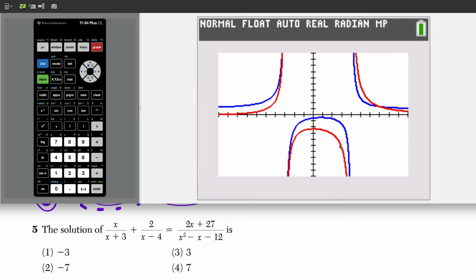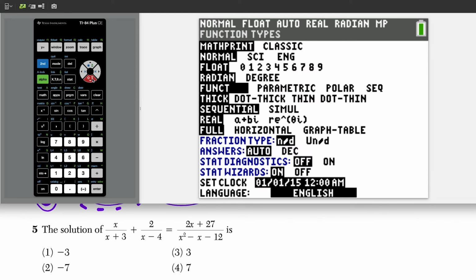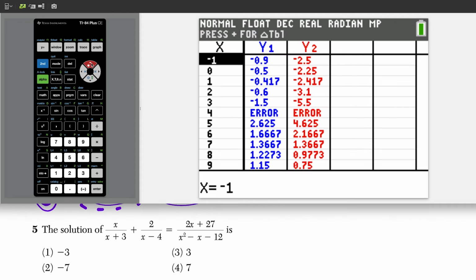And this might be a little bit tricky to see where the graphs intersect, although I'm seeing this point right here. But what we could do is press second graph, we go to the table, and notice that everything's in fraction form. So I'm going to press mode, and go down to answers and switch it from auto to decimal. It just makes the table look nicer. So now I'm going to go through the x value answer choices.